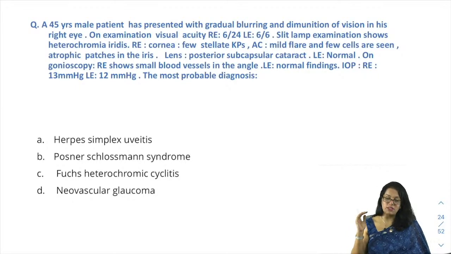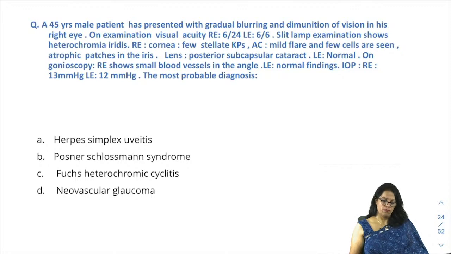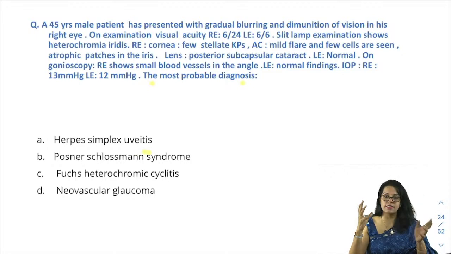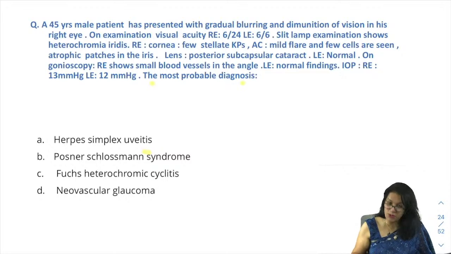Okay, so we come to the next question. Again, let's read the last line. It's asking for the diagnosis. Okay, so the options are herpes simplex, Posner-Schlossman, Fuchs heterochromic, neovascular glaucoma, uveitis, something like this. Okay, let's read the question. A 45-year-old male patient presented with gradual blurring and diminution of vision in his right eye. Okay, right eye gradual blurring and diminution. On examination, right eye vision is 6/24.